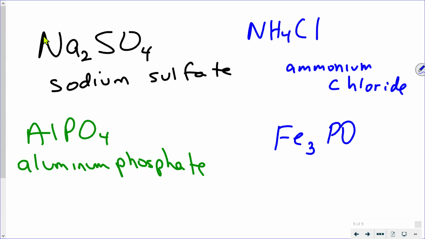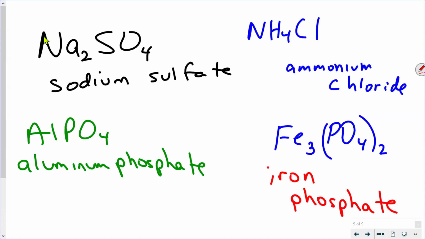Yep. All right. What about this? Yeah, iron phosphate. Close. Real close. I would almost give it points, but not yet. It means it's a transition metal. That's easy.